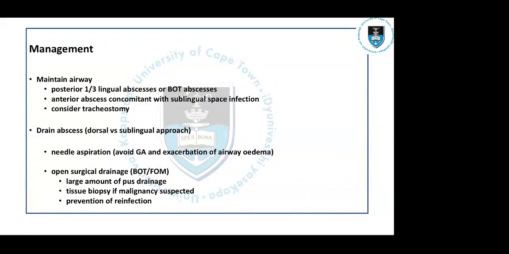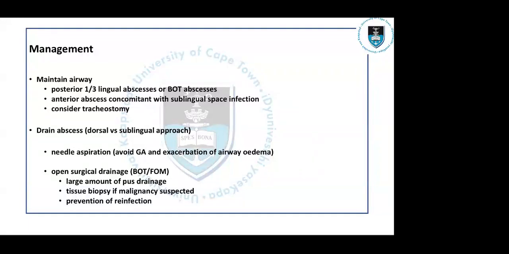The cornerstone of lingual abscess management includes, firstly, maintaining the airway, secondly, draining the abscess, and thirdly, giving antibiotics. Maintaining the airway is important, especially for posterior third lingual abscesses or abscesses that are located at the base of the tongue. However, if an abscess forms in the anterior part of the tongue and it is concomitant with sublingual space infection, the risk of impending airway obstruction is high, and patients presenting with signs of airway compromise require immediate airway management and potentially tracheostomy.